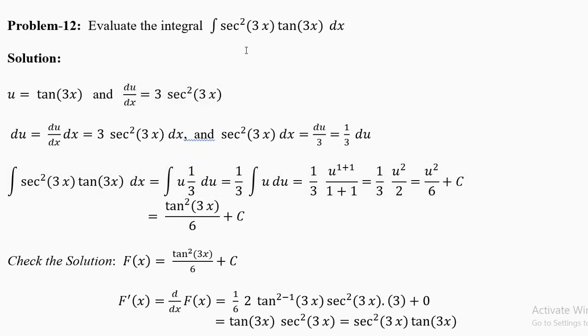Now evaluate the integration of secant square 3x tan 3x. Both numbers have to be the same. If you have 3x here, it should be 3x here. If they are different, then you cannot use this rule. What we are learning today, for that we'll need a new rule which we don't need in this semester.